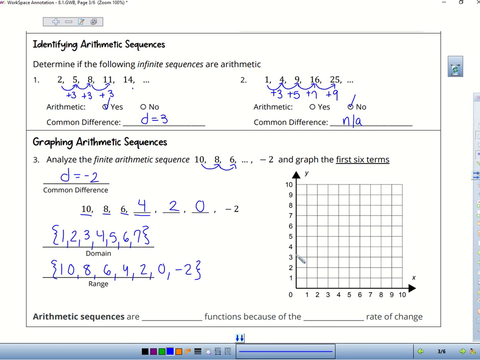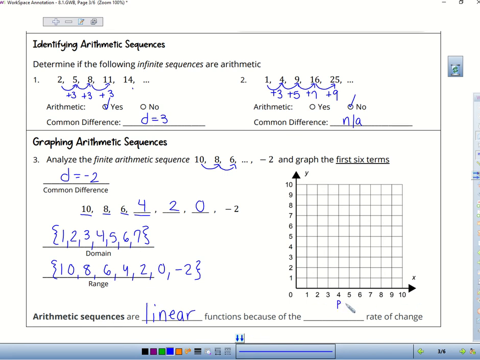Would arithmetic sequences be like linear? Exactly. Yes, they are linear functions. They represent linear functions. So we're going to actually see that happen right here.